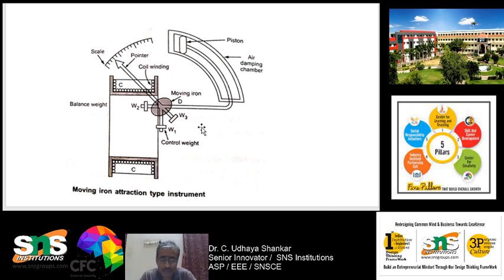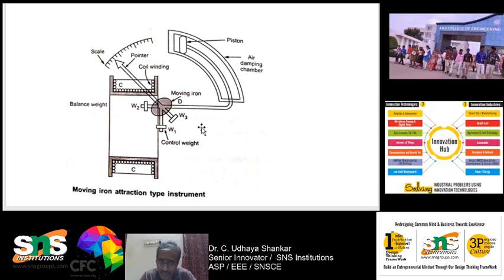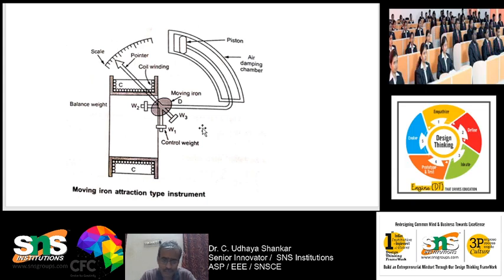So, here we will be discussing its construction, then its working, and then the different types of torques and how they are produced. In the final conclusion, we will be discussing the advantages and disadvantages. So, let us go into the moving iron attraction type construction.